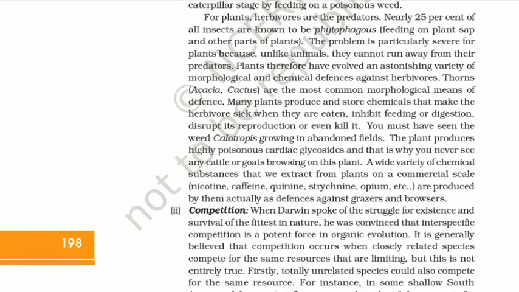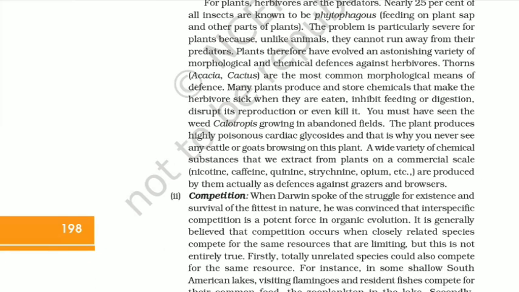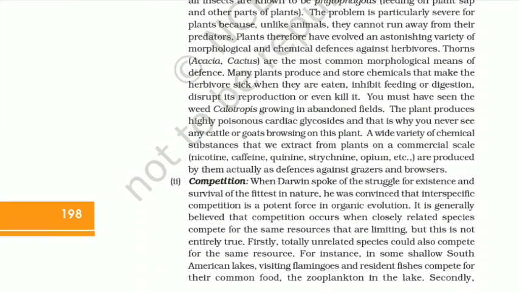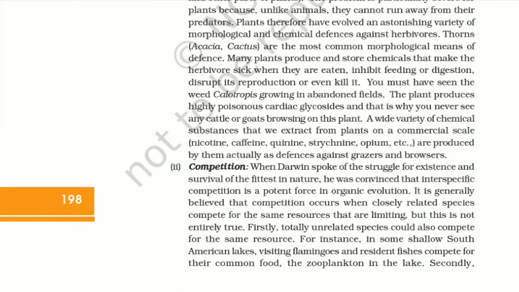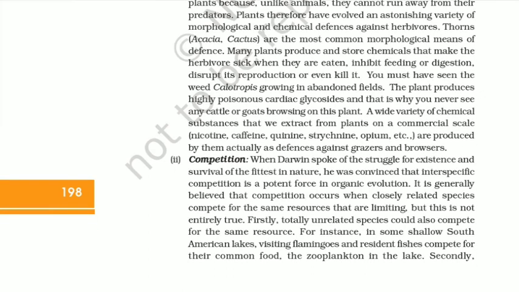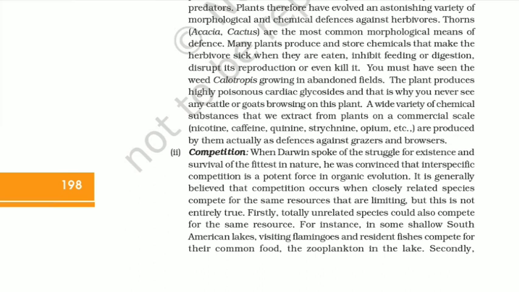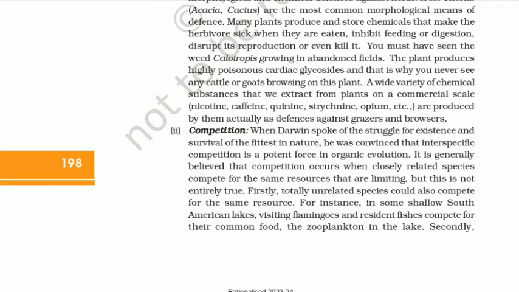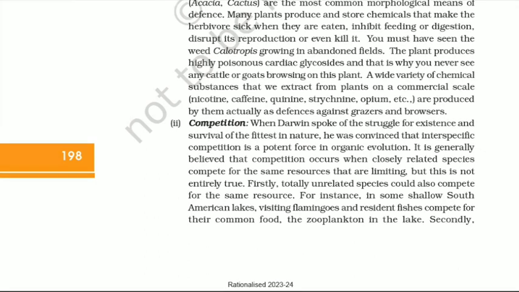For plants, herbivores are the predators. Nearly 25% of all insects are known to be phytophagous, that is, feeding on plant sap and other parts of plants. The problem is particularly severe for plants because, unlike animals, they cannot run away from their predators. Plants therefore have evolved an astonishing variety of morphological and chemical defenses against herbivores. Thorns, as in acacia and cactus, are the most common morphological means of defense. Many plants produce and store chemicals that make the herbivore sick when they are eaten, inhibit feeding or digestion, disrupt its reproduction, or even kill it.